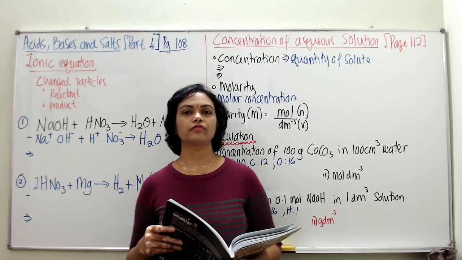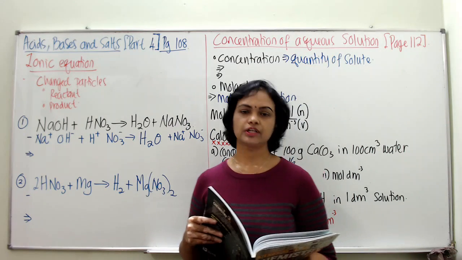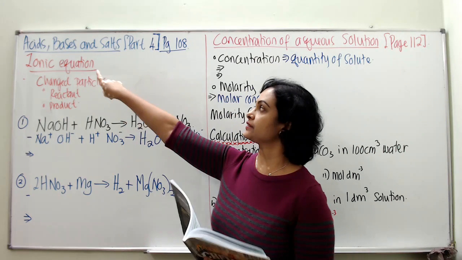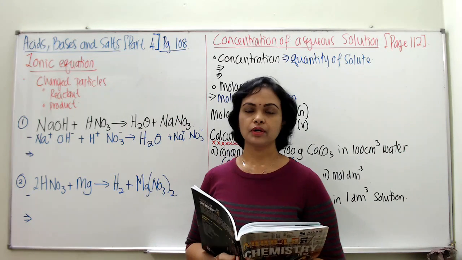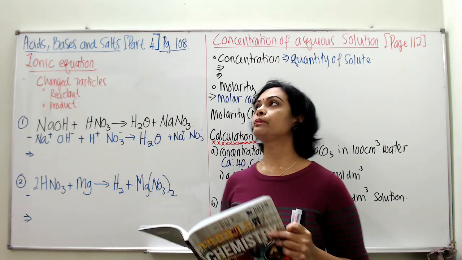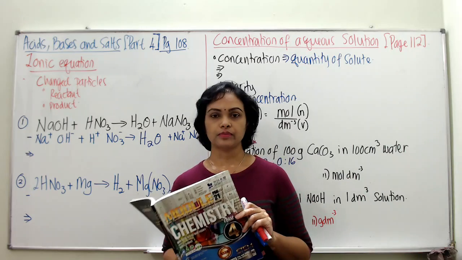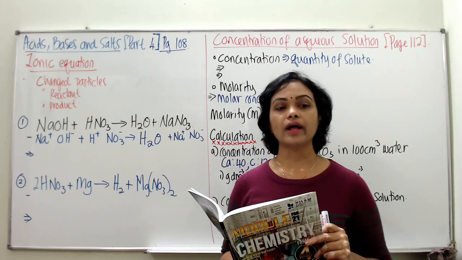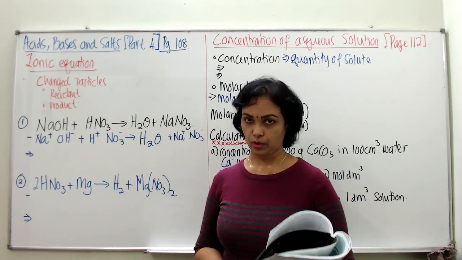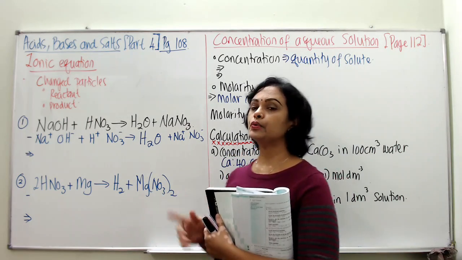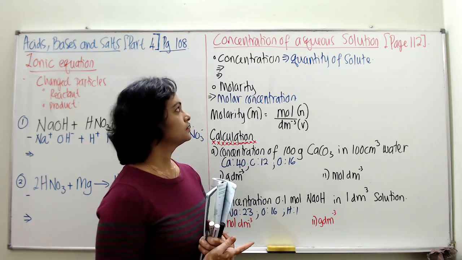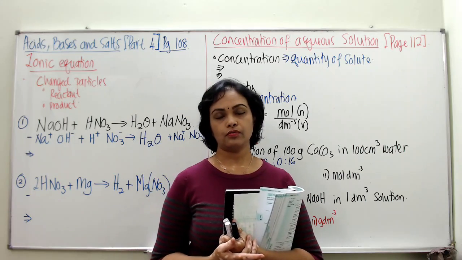Today we are here to continue on the chapter Acids, Bases and Salts. We are going to do part 4 and I will be covering page 108 from this module and also page 112 from this module too. Okay, so we are going to discuss two subtopics today, which are how to write ionic equation and also how to calculate concentration for an aqueous solution.